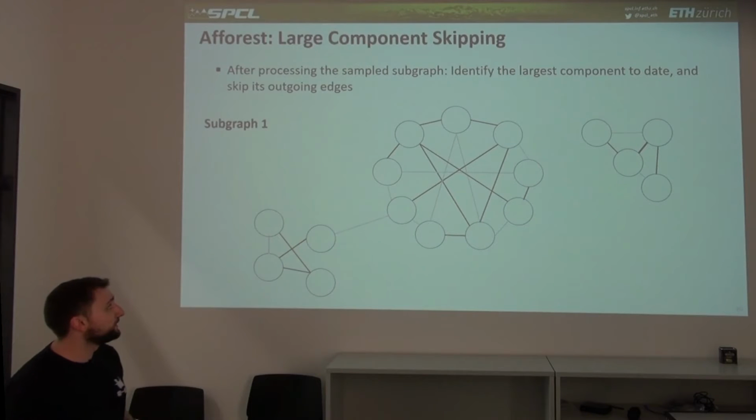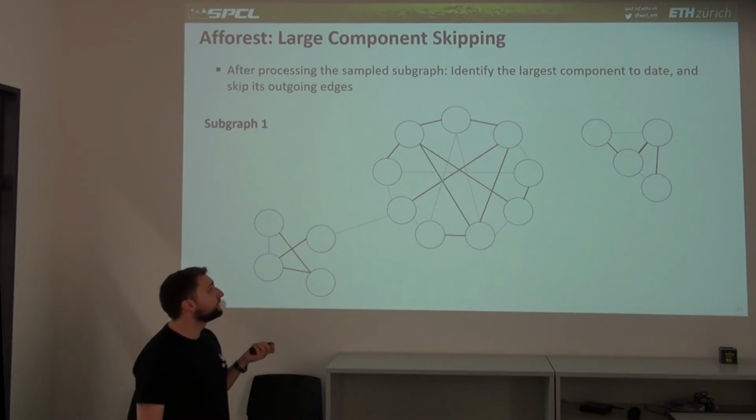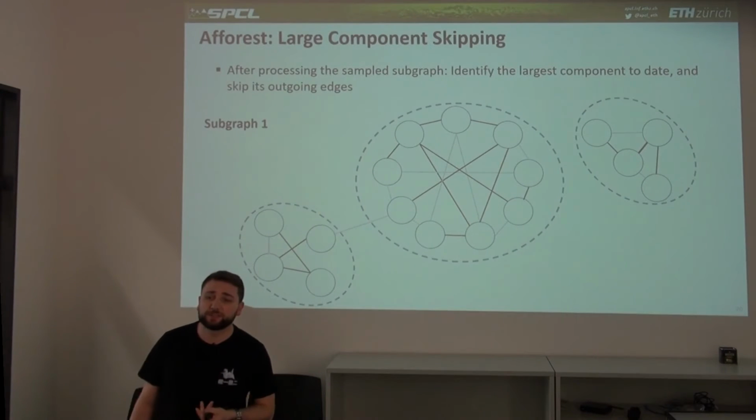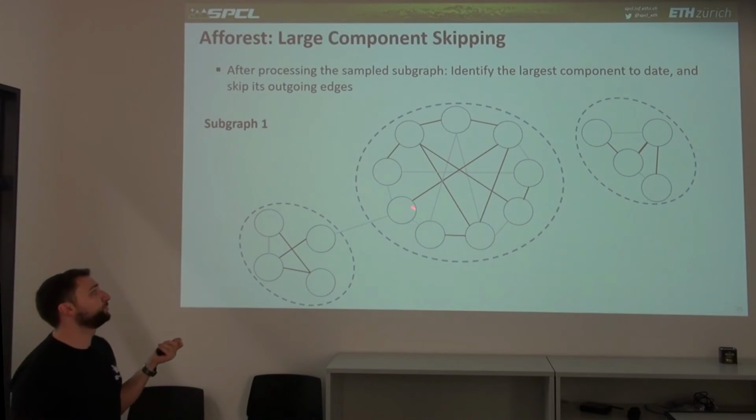Let's say that we sample the first subgraph here, and I highlighted all the sampled nodes in black. We see that we have sampled edges from all of those components, but we erroneously determined that there are 3 components in this graph, right? Even though there are 2, because we didn't sample this edge.